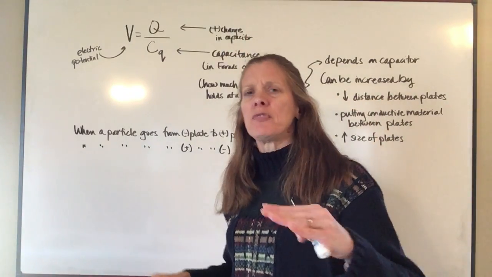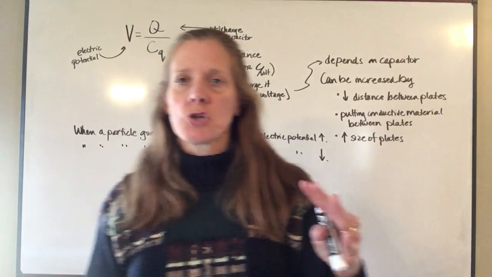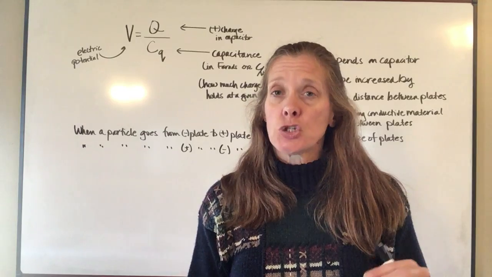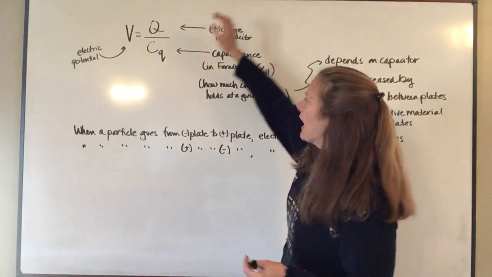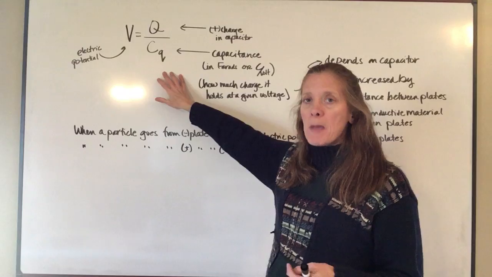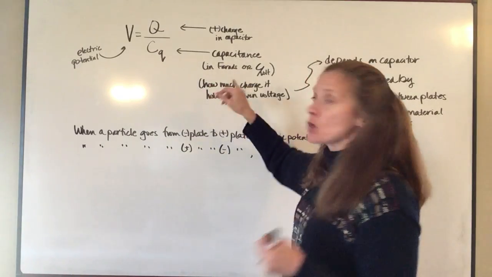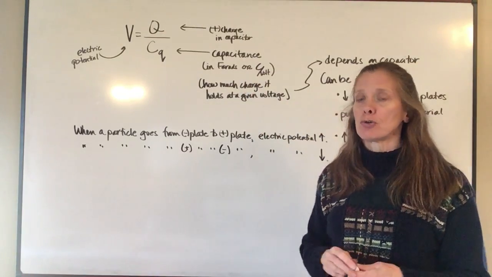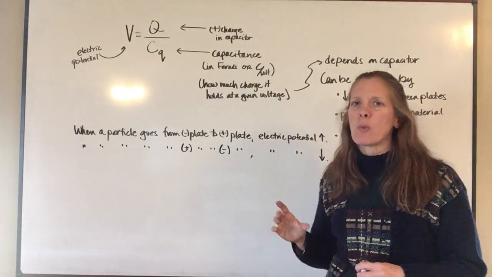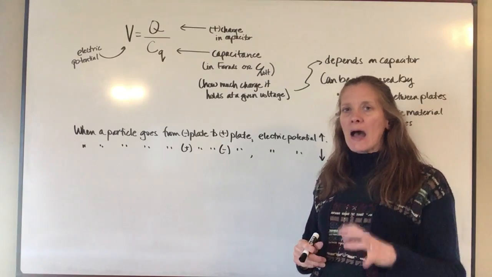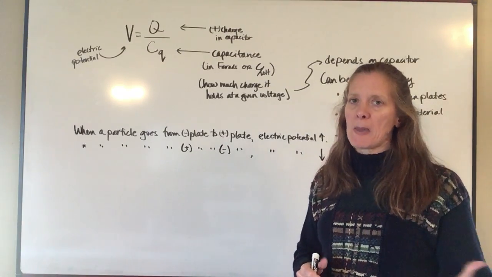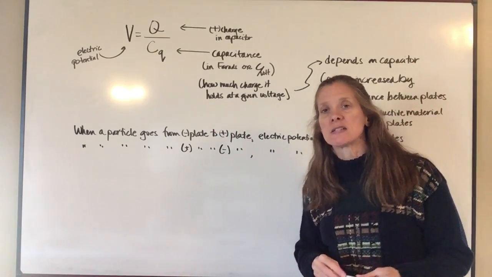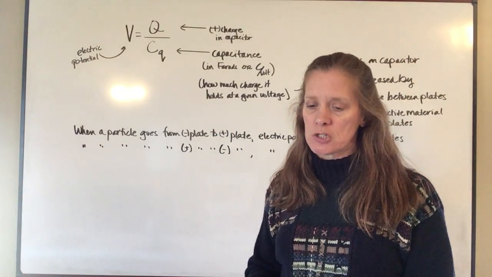Now, as you can tell from the video that you saw, the positive charge and the negative charge are going to be equal in magnitude, but opposite in sign. And then the capacitance of the capacitor is in farads or in coulombs per volt. That's what a farad actually is, a coulomb per volt. Basically, it's a value that depends on the specific capacitor that you're using, and it tells you how much charge it is able to hold at a given voltage.